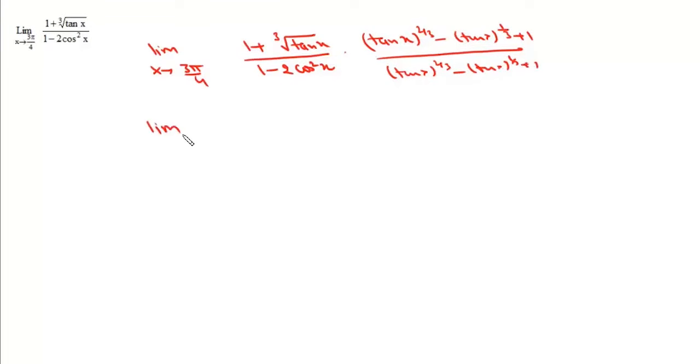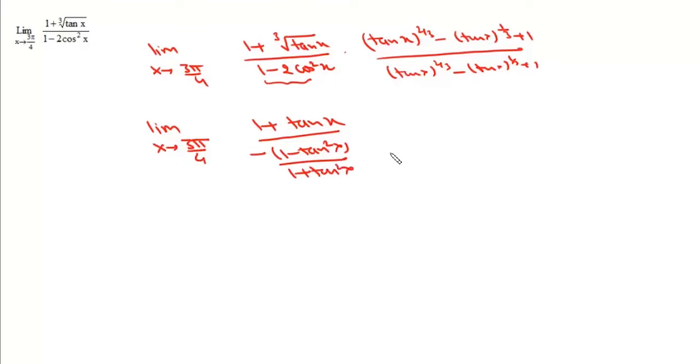So we write this as limit x tends to 3 pi by 4, and here will be 1 plus tan x, and this is 1 minus 2 cos square x, which is minus cos 2x, and we know that minus cos 2x is 1 minus tan square x upon 1 plus tan square x, and here it will be 1 upon tan x to the power 2 by 3 minus tan x to the power 1 by 3 plus 1.